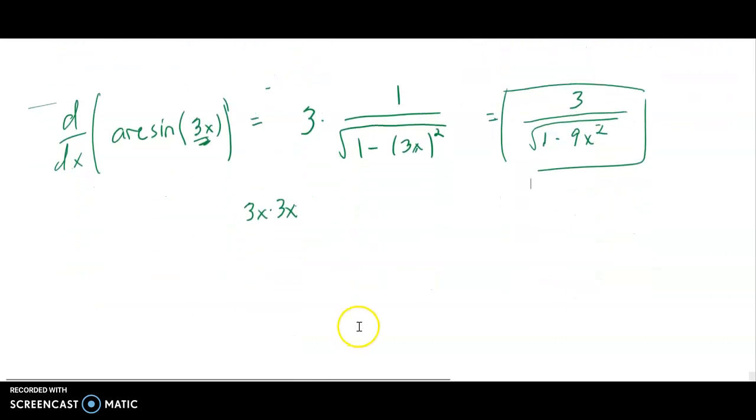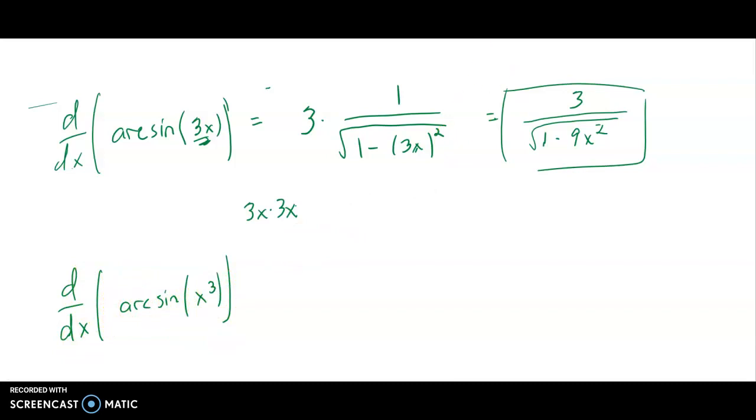So the next one I want to do is the derivative with respect to x of arcsine of x cubed. So why don't you pause and see if you can do it on your own, and then come back and we'll do it together.